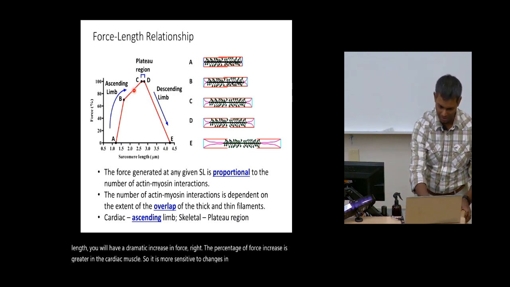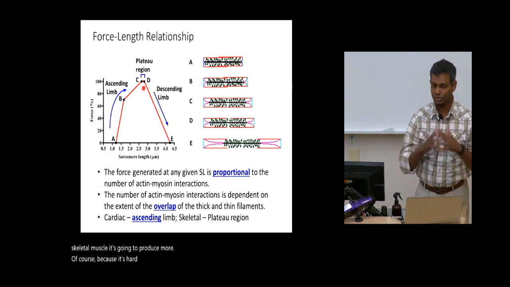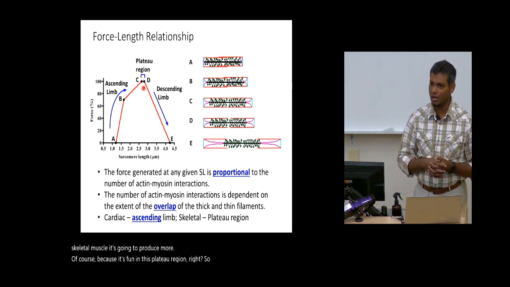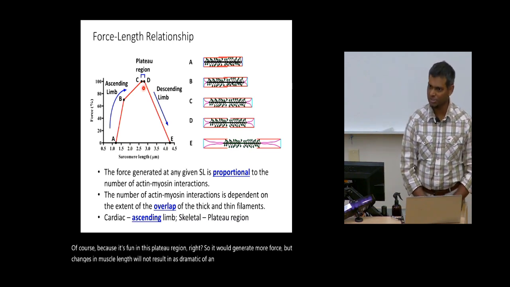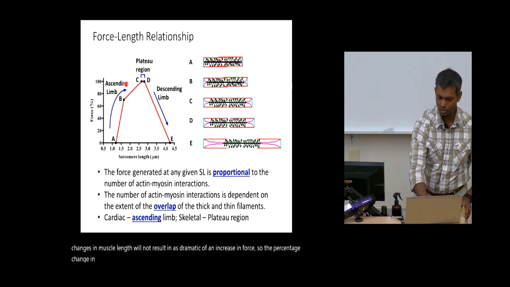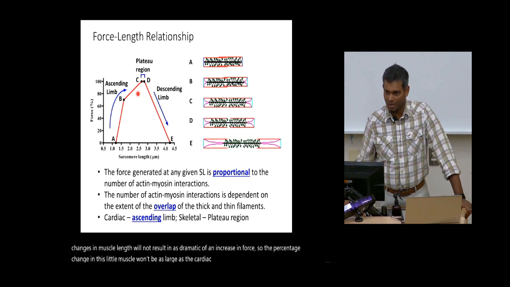length. Whereas the skeletal muscle is going to produce more force because it's found in this plateau region, right? So it will generate more force, but changes in muscle length will not result in as dramatic of an increase in force. So the percentage change in the skeletal muscle won't be as large as in the cardiac muscle. Okay.